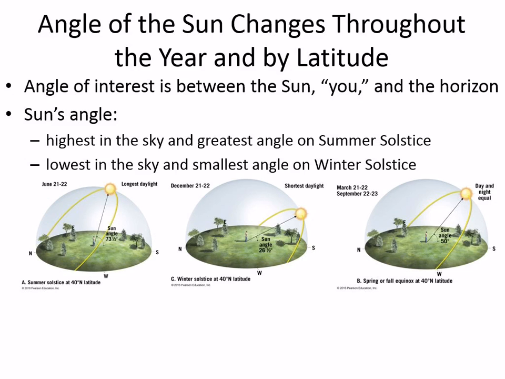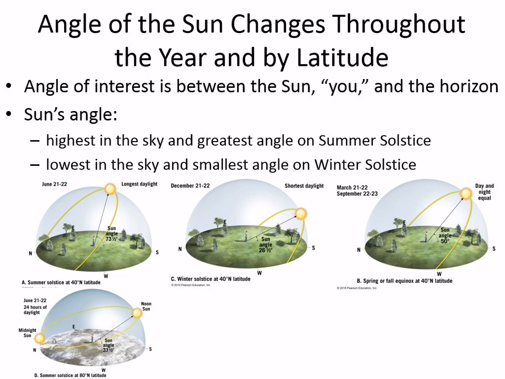So here we have the highest angle at the summer solstice looks like 73.5. At the winter solstice, it only gets as high as 26.5. And at the equinoxes, it's between. That makes sense. So then the other thing your author did was to switch it up a little bit, to change from 40 degrees north latitude to 80 degrees north latitude. Not only 80 degrees north latitude, but went ahead and picked the summer solstice.